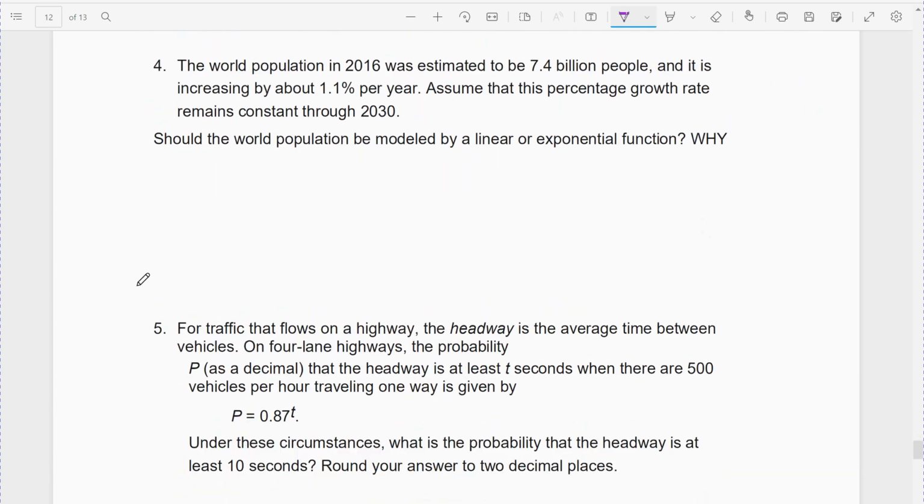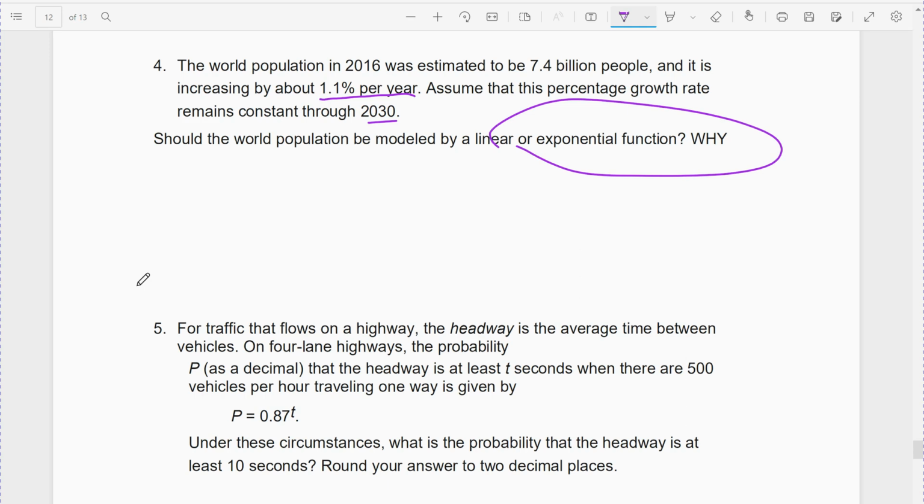My second example then, based on the fact that I did 2 of these, this is probably the exponential growth case, but you should understand why it's the exponential growth case. Suppose that the world population in 2016 was estimated to be 7.4 billion people, and it's increasing at about 1.1% per year. Assume the percentage growth rate remains constant to the year 2030. Would it be modeled by a linear or exponential function?